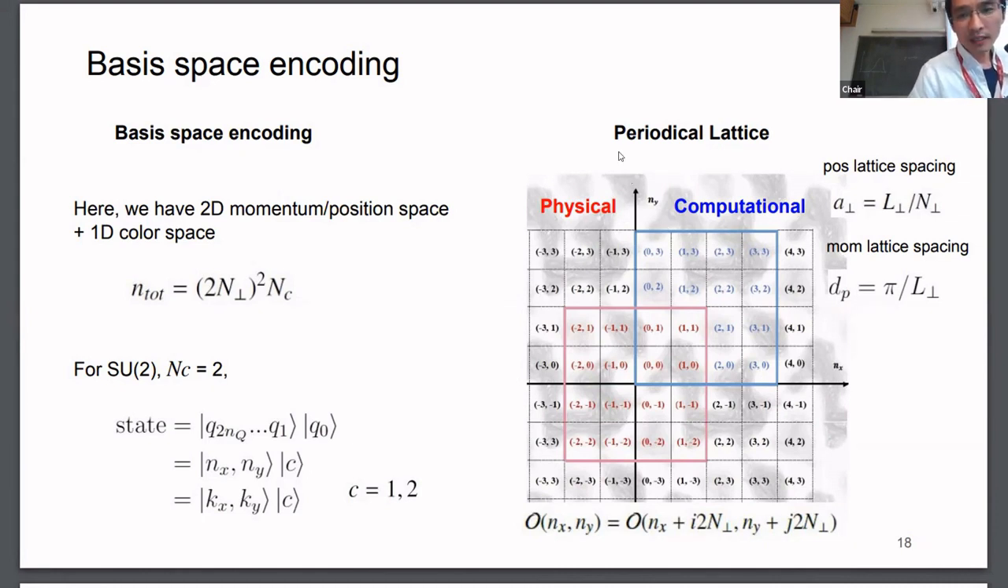And then for the lattice, we have this periodic boundary condition. Everywhere is equivalent up to a periodic function. For convenience, we compute on the positive basis, and then we map to the real physical basis. And the lattice spacing in position space will be L_perp divided by N_perp, and the momentum spacing will be pi over L_perp.